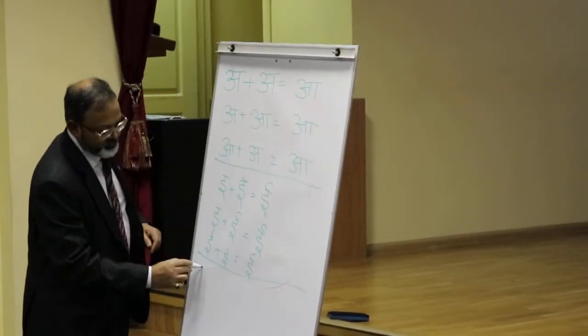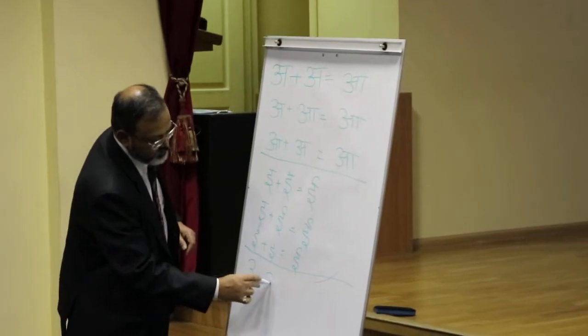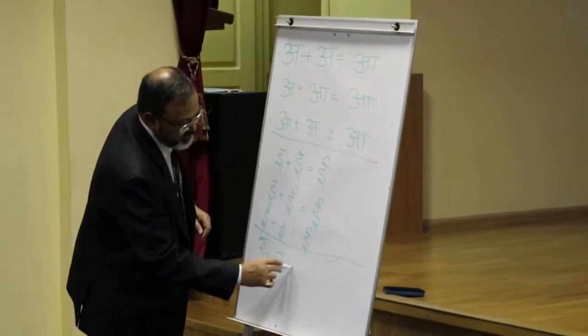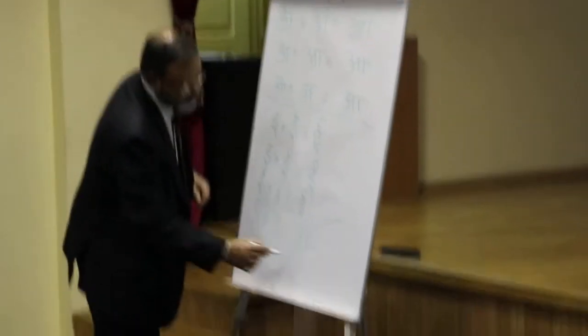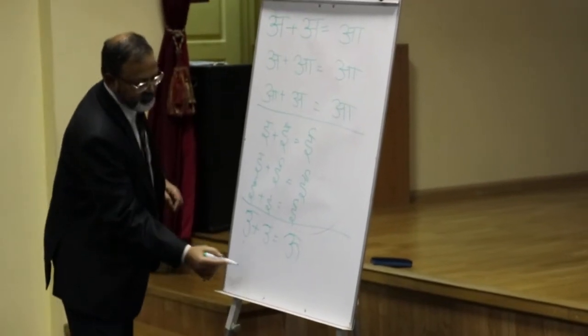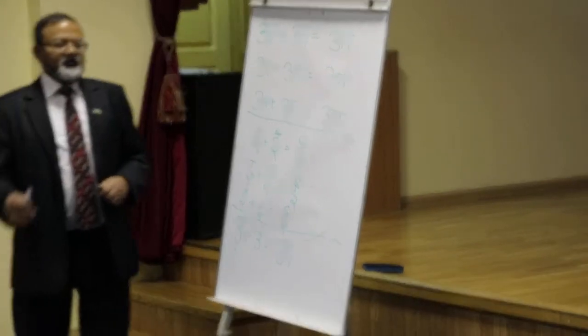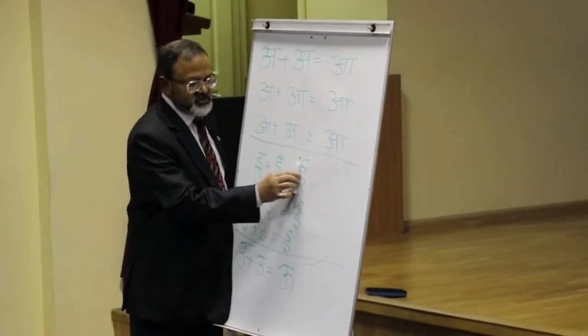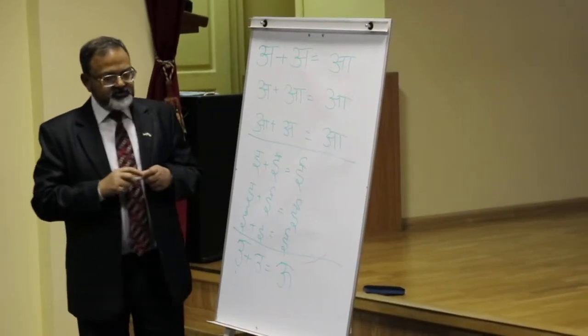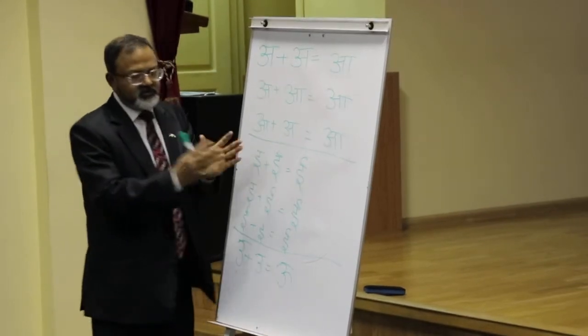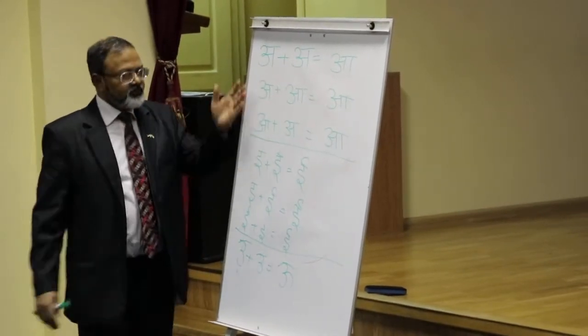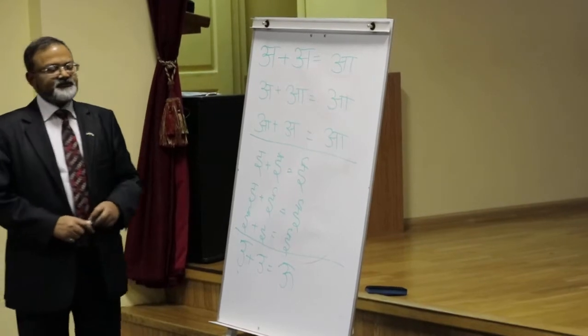And the same rule applies with u. U plus u becomes dirgh u, and so on. Easy to understand? You will remember I told you about the stressed words. The stressed words are the end result of all these combinations.